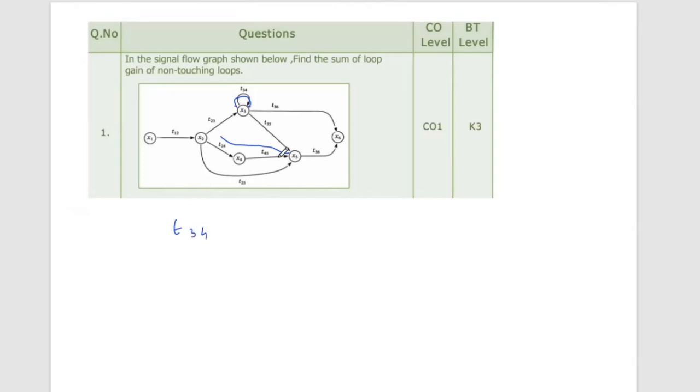Then anything coming back? This is forward, this is forward, this is forward. Only one loop is there. Everything else is forward only. Nothing is coming back. Right? Yes, sir. So only one loop is there. Sum of loop gain of non-touching loops, only one loop is there, so it is T34.